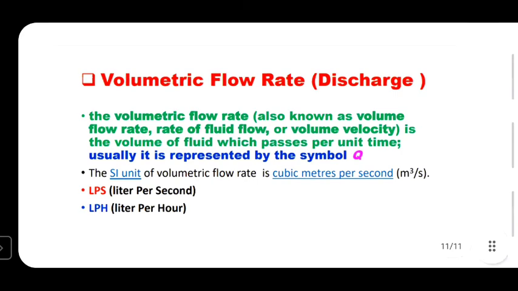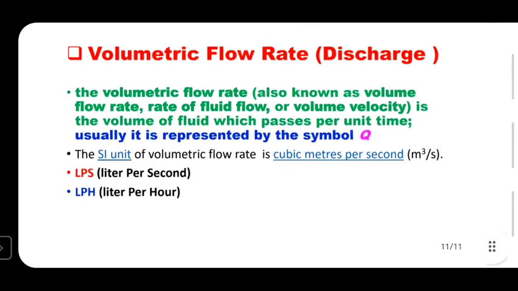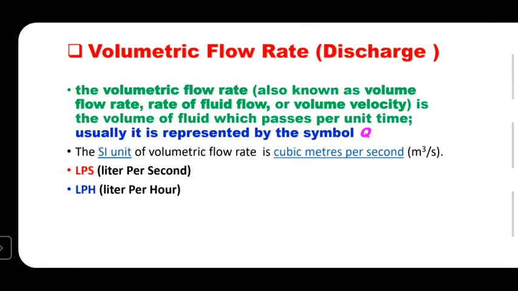Actually, the purchase or selection of a pump depends upon one important point, which is the rate of flow. Volumetric flow rate is called the discharge. Write down: discharge or volumetric flow rate.